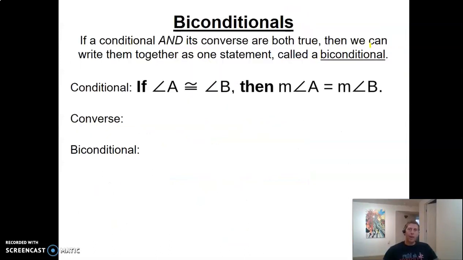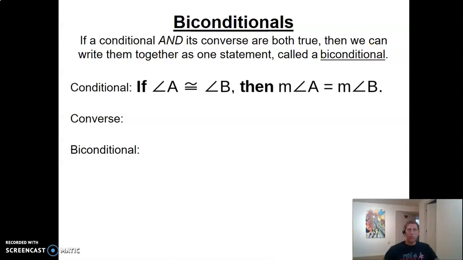Last term for today, biconditional. Biconditional meaning two-way, and conditional statement meaning back and forth. There are two types of conditional statements we've talked about today. One is the conditional statement. The other one is the converse. A biconditional happens when both the converse and the conditional statement are true.